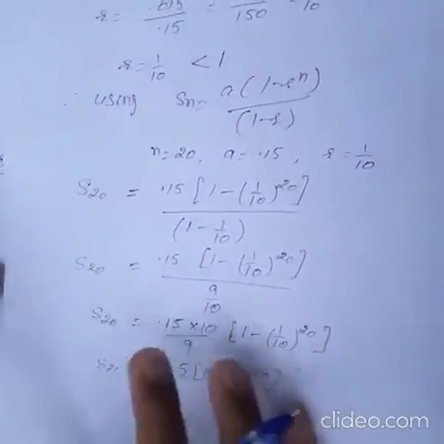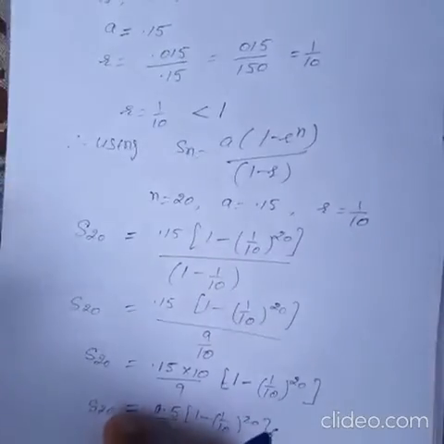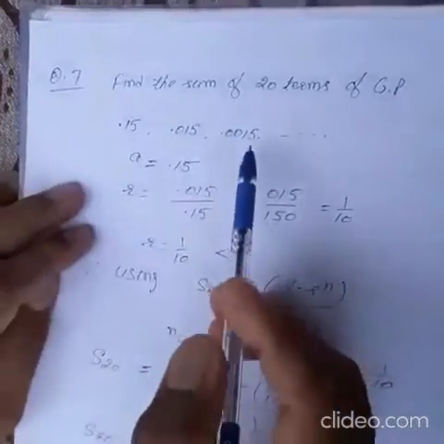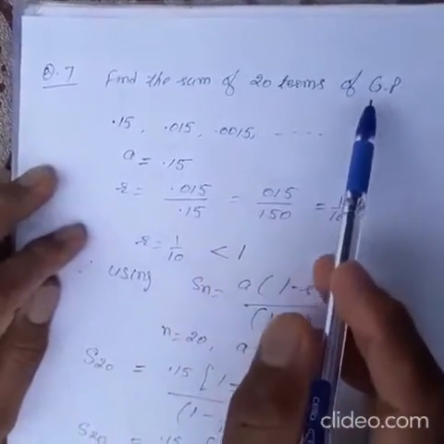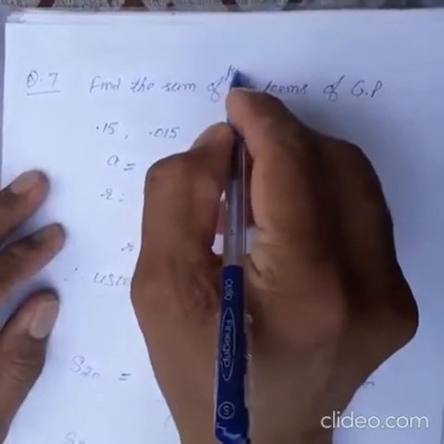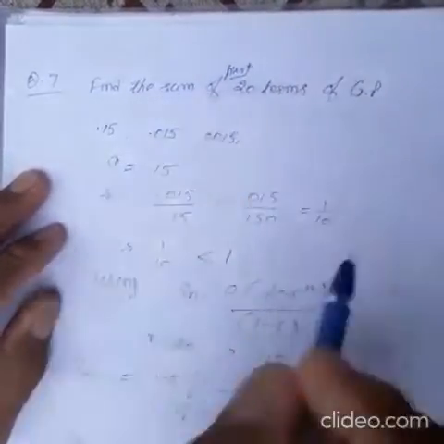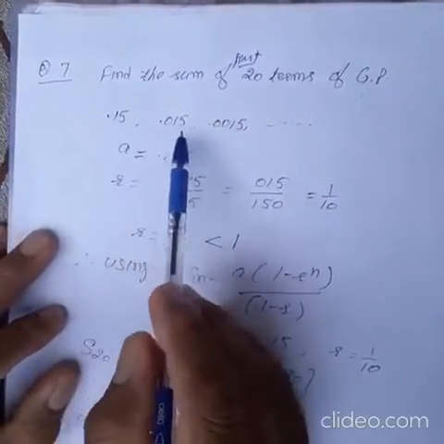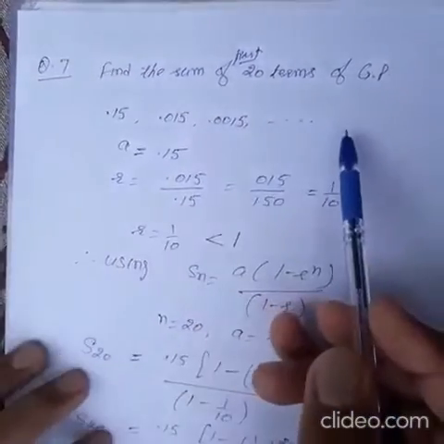Then it is the 7th question of this exercise. Find the sum of the first 20 terms of a GP. It should be the first 20 terms, only then can we apply the formula. So the GP is 0.15, 0.015, 0.0015 and so on.